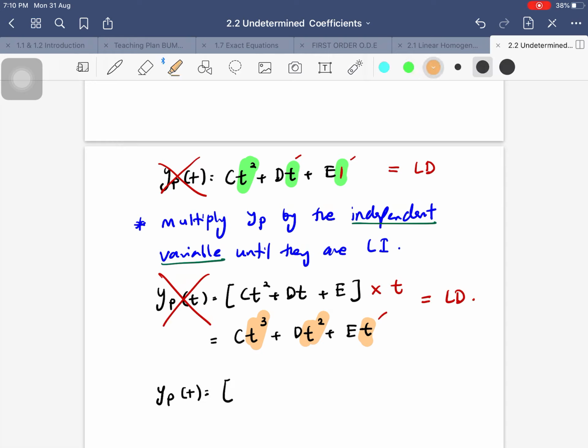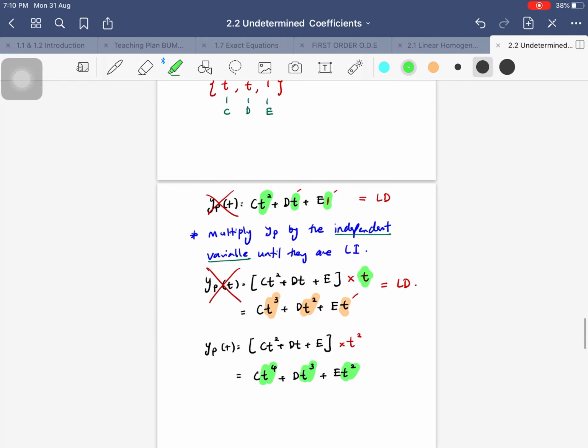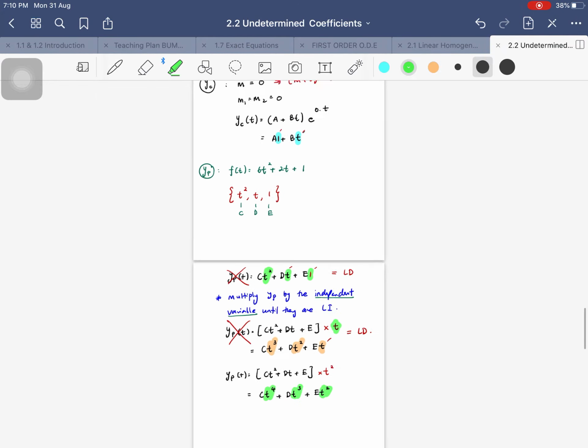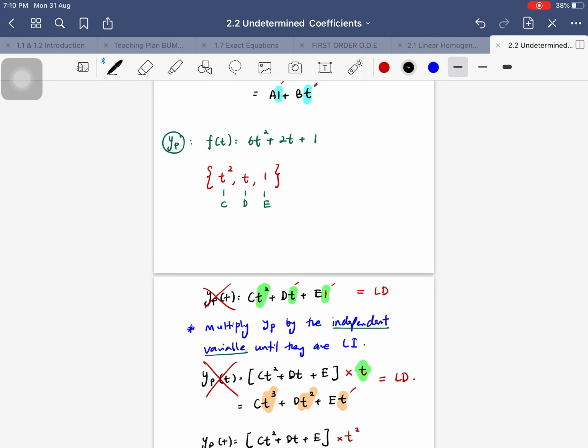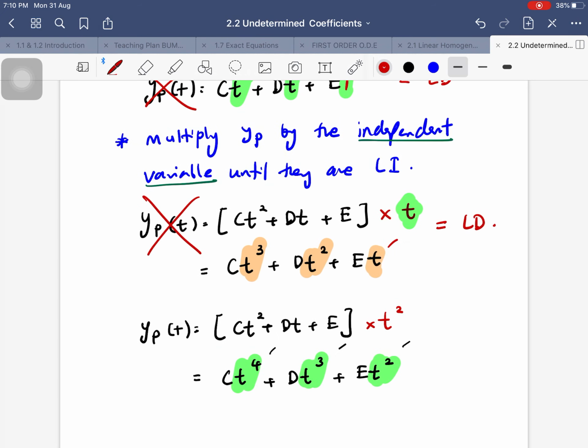Previously, I multiplied by t to the power of 1. Now I'm going to multiply my original yp, which is ct squared plus dt plus e, by t to the power of 2. When I multiply it by t squared, I end up with ct to the 4 plus dt cubed plus et squared. When I remove the c, d, and e, this is the function I come out with. And when I check for linear dependency, I don't have any more problem, because the original has 1 and t, but none of these are 1 and t. So none of them are the same.